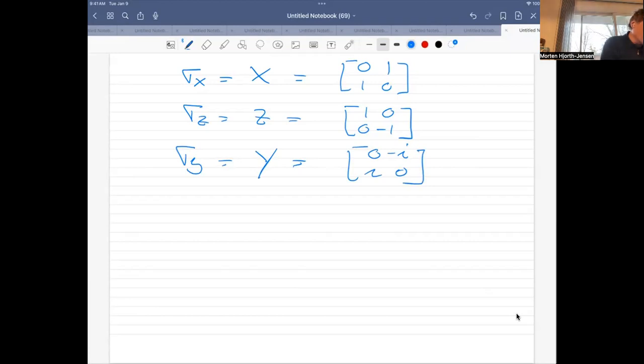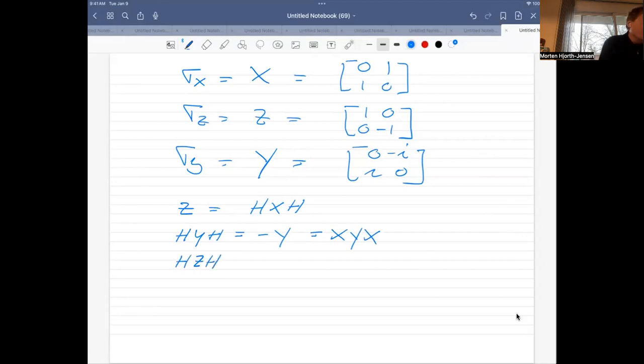So we can actually show that the Pauli Z gate is given by a Hadamard gate times a Pauli X gate times a Hadamard gate. So just try this and see if you find the same relations. And I have the same with this one, which can then be written as minus Y. And this is also written as X times Y times X. These relations are important when we are rewriting the Hamiltonian in terms of Pauli gates.